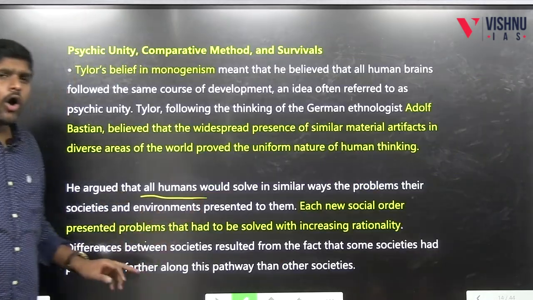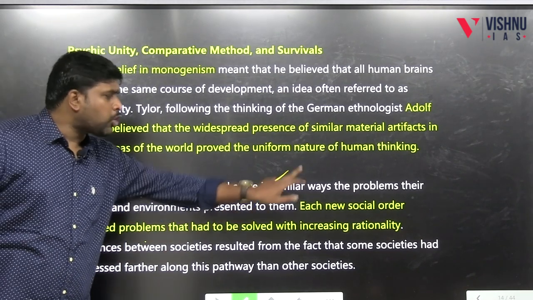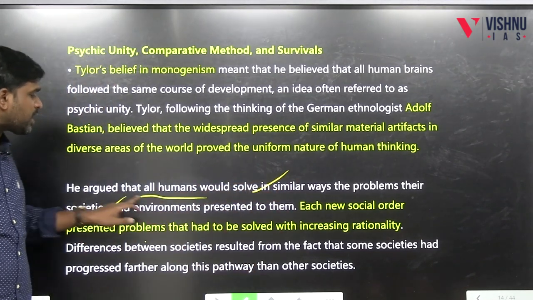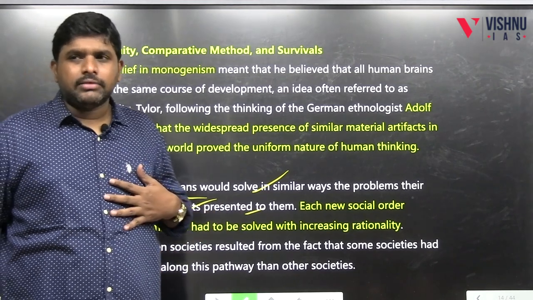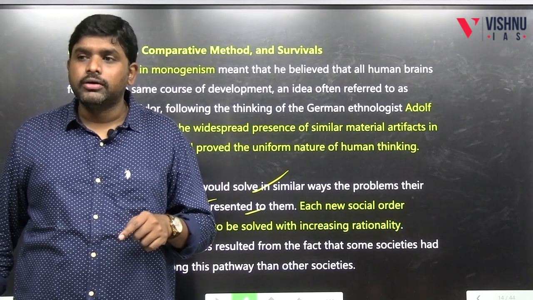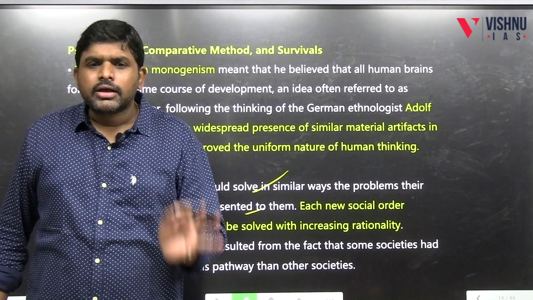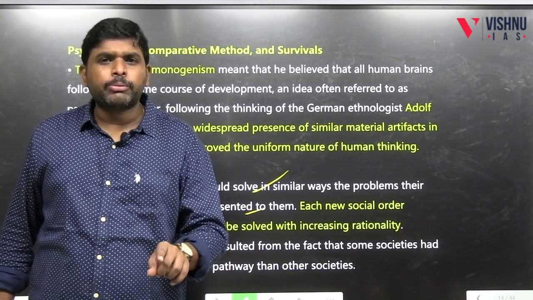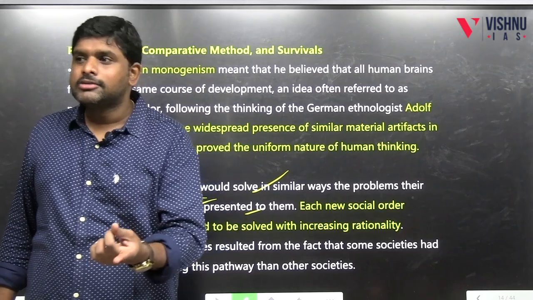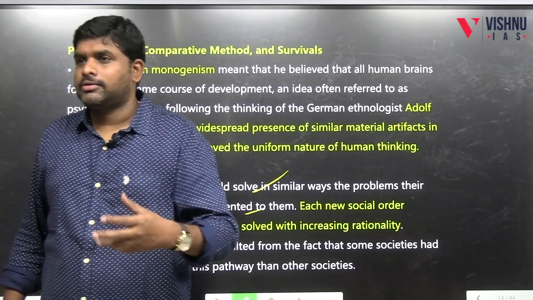He argued that all humans evolved in a similar way, solving in similar ways the problems their societies and environments presented to them. See, I am hungry. Is it a challenge or not? If I don't have food, I am hungry. Is it a problem or not? Man across the world has the same problems. In order to solve the problems, man's thought process will be the same. Hence, he changes social order.